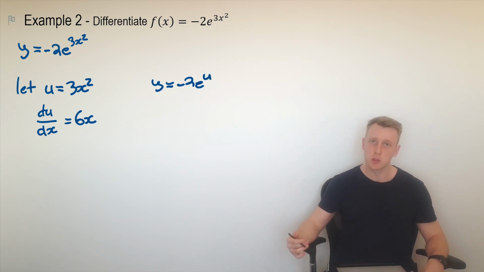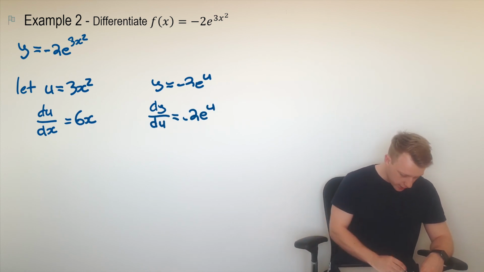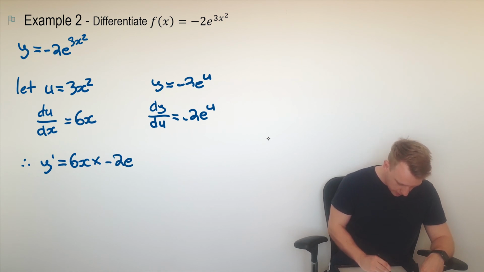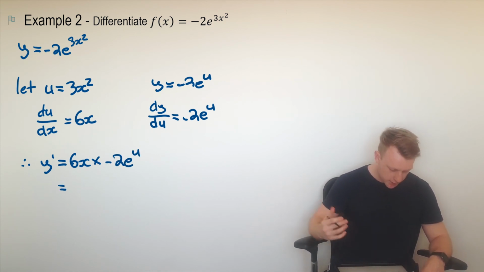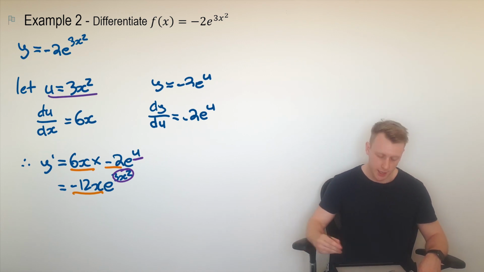And where y is negative 2e to the u, the derivative of that with respect to u is just itself, negative 2e to the u. Therefore, the derivative of this function is equal to 6x times negative 2e to the power of u. Bringing the 6 and the negative 2 together, you get negative 12x e to the power of, where u was, 3x squared. So where these came together to make that, and this here is our u, which came from there.